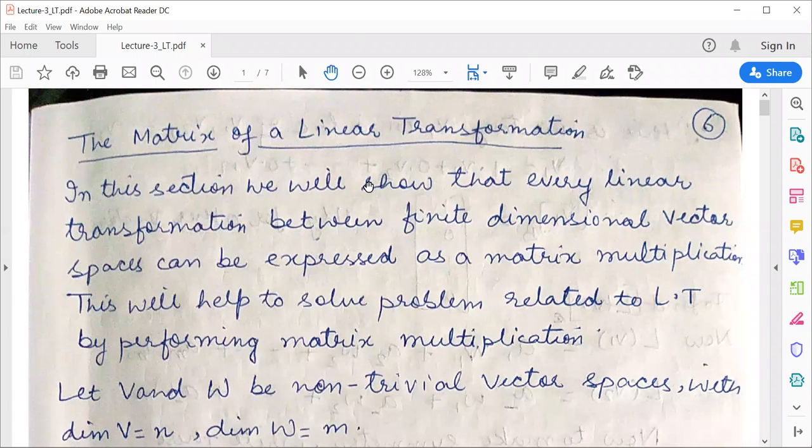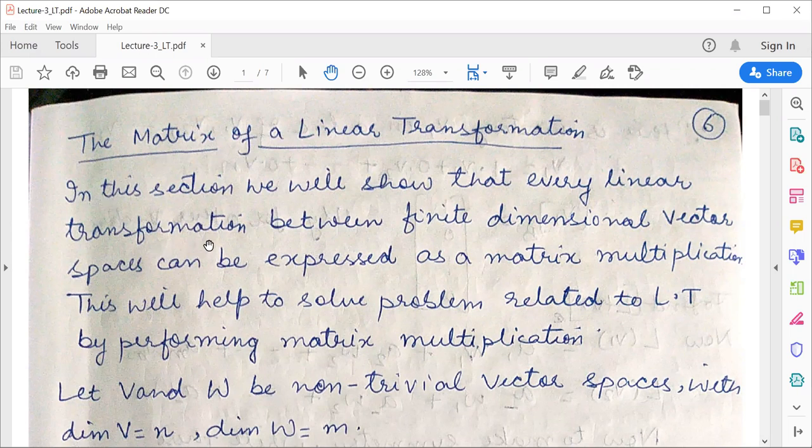Hello class, this is lecture 3 of the topic linear transformation. Today we will discuss the matrix of a linear transformation. As you all know, a linear transformation is defined between two finite dimensional vector spaces. Today we will learn how we can express the same linear transformation as a matrix multiplication.